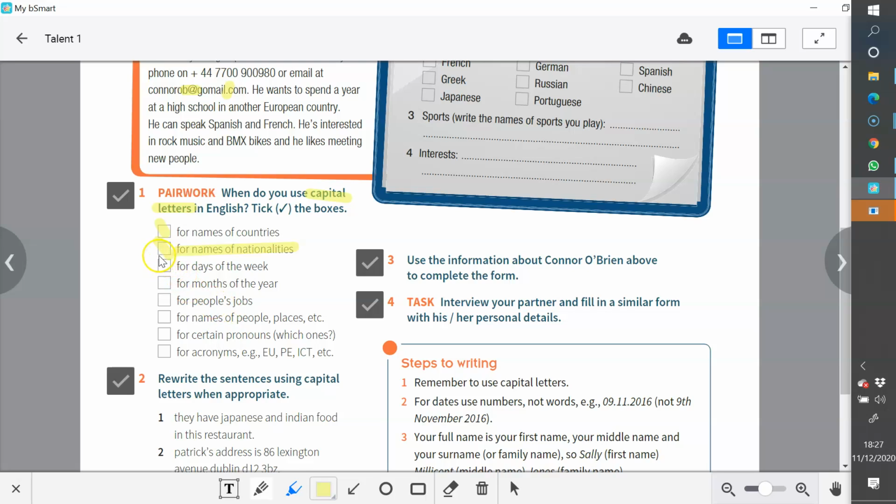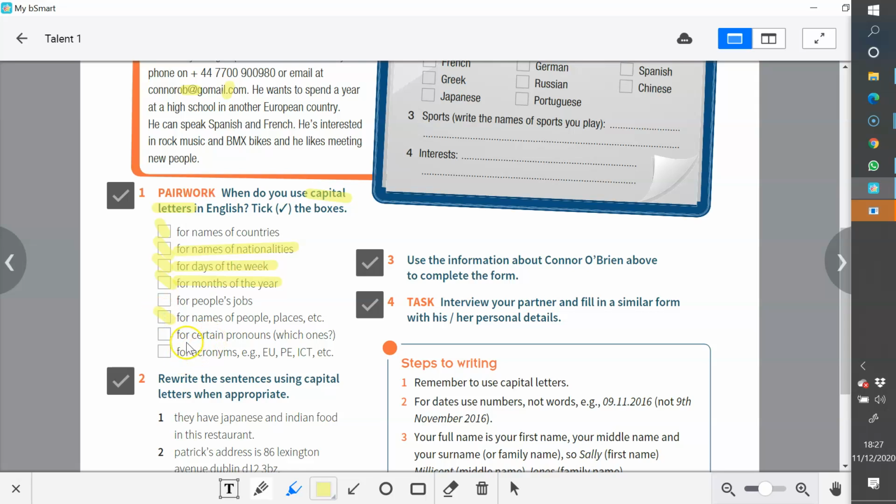Days of the week are written in English with capital letters, and this is different from Italian because we don't say lunedì, martedì, mercoledì with capital letters. In English we do. Months of the year also, so January, February, March, April. For people's jobs, no, we don't. For names of people and places, yes, of course, as in Italian.